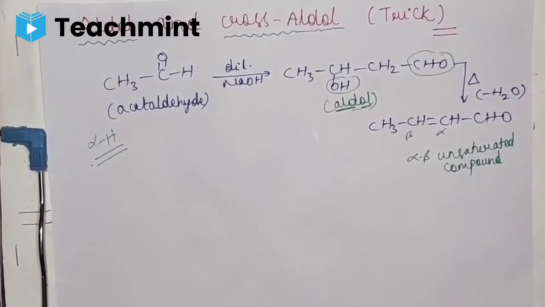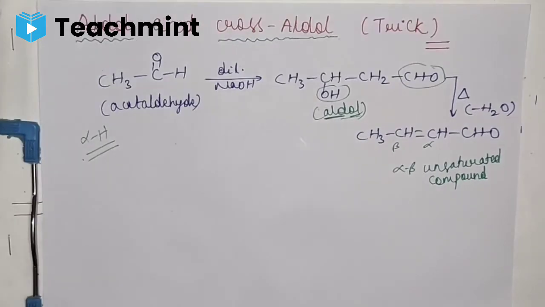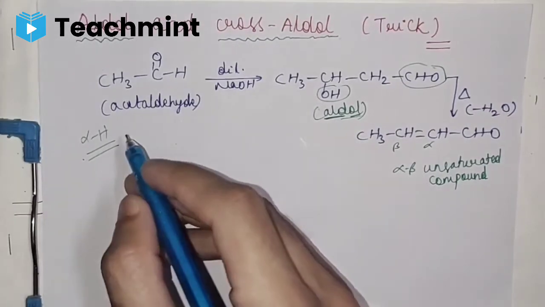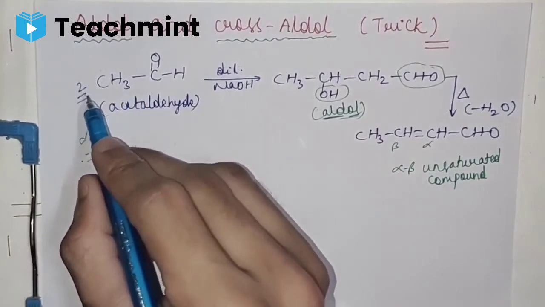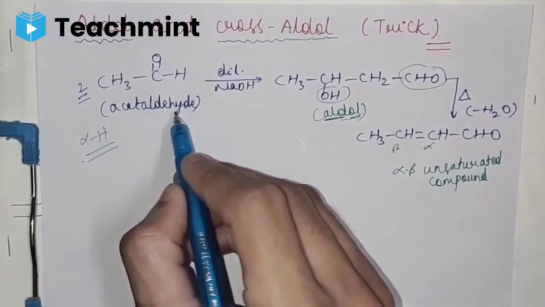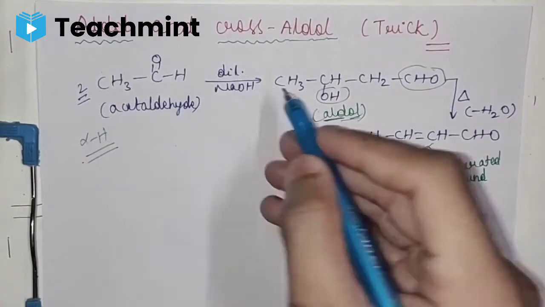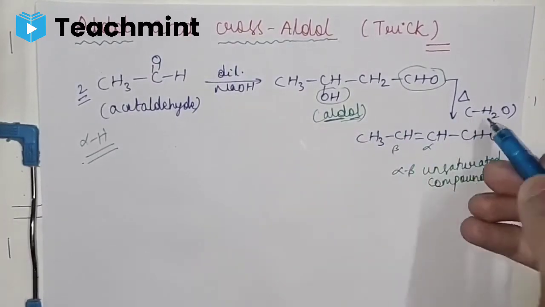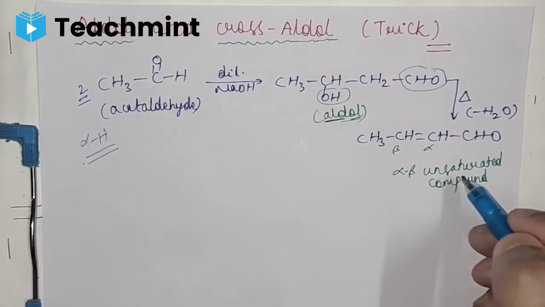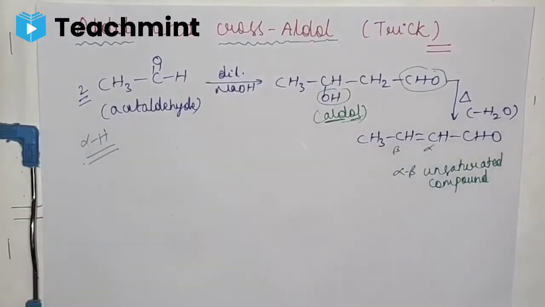Now we will not discuss the mechanism. We will directly move on to the trick that is useful for our examination purpose. Even if we go through the mechanism, it is not much more. Only here we need to apply that 2 moles of carbonyl compound are taken by default. 1 mole of acetaldehyde is reacting with another mole of acetaldehyde in presence of dilute NaOH. Then it forms the aldol product, and when we heat that aldol product, water gets removed and we get an alpha beta unsaturated compound that is known as the condensation product.